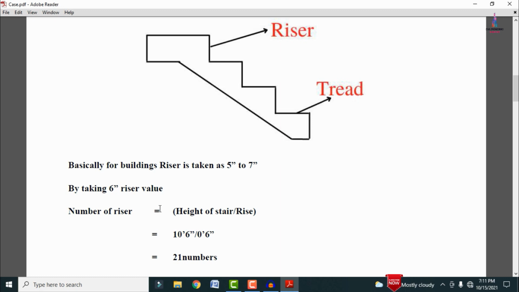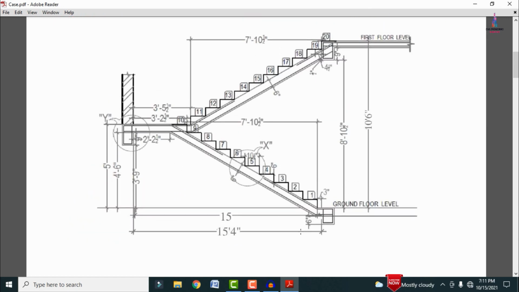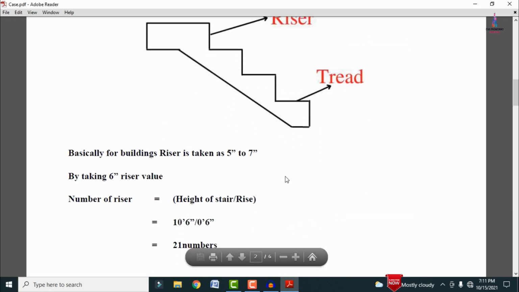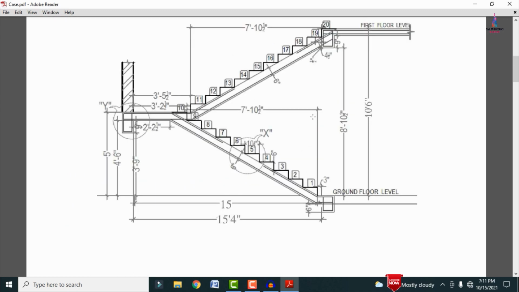Firstly, we have to calculate the number of risers. To do that, we need to know the height of the staircase. From the staircase plan view, the height is 10 feet 6 inches. The height of the staircase divided by the riser gives the number of risers. Taking the total height divided by the 6 inch riser value, we get 21 risers. So this plan consists of 21 risers.